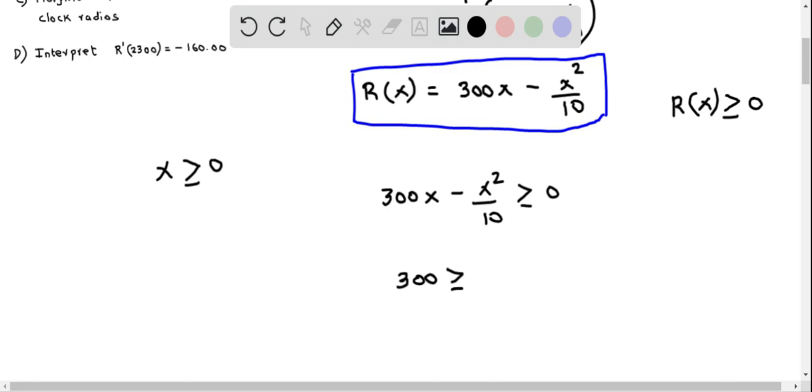I'm just going to multiply both sides by 10. When I do that, this becomes 3000x, and x squared over 10 multiplied by 10, the 10s cancel. So we will have x squared, greater than or equal to 0 times 10, which is 0.